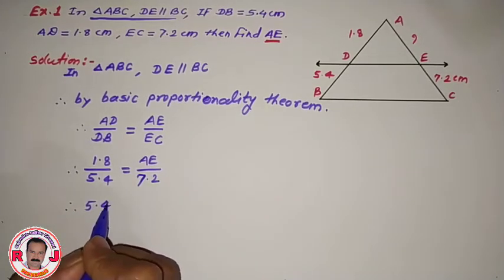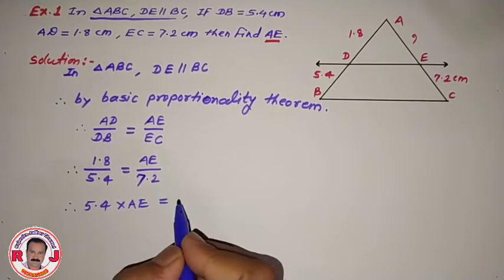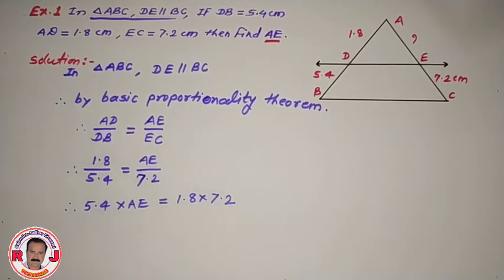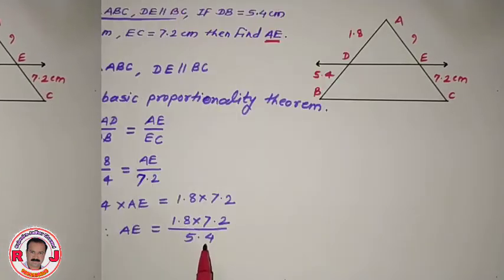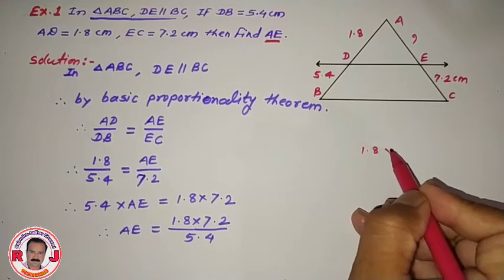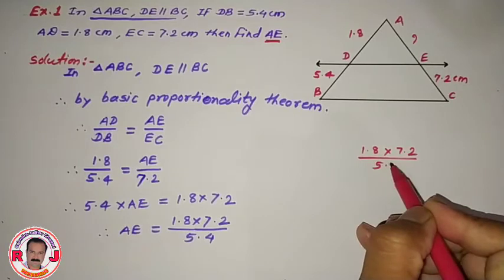5.4 into AE is equal to 1.8 into 7.5. Therefore, AE is equal to 1.8 into 7.5 upon 5.4. Do the work on the rough page here: calculation of 1.8 into 7.5 upon 5.4.